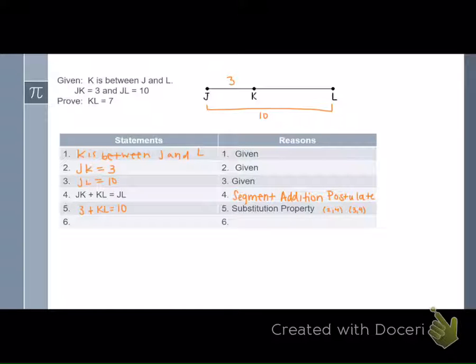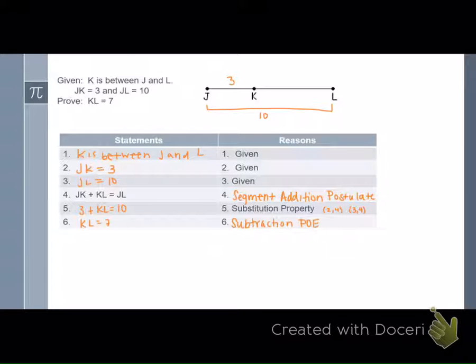What property is that if you subtract 3 on both sides? You subtracted 3 on both sides, so it's the subtraction property of equality, because you can subtract if it's an equal sign. If I put subtraction in POC, that means property of congruence, if you ever see that.